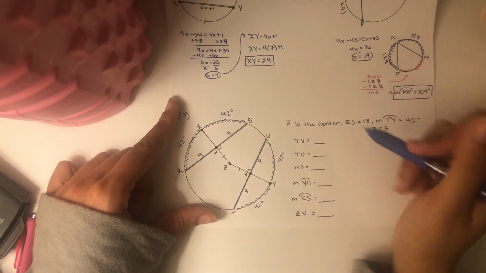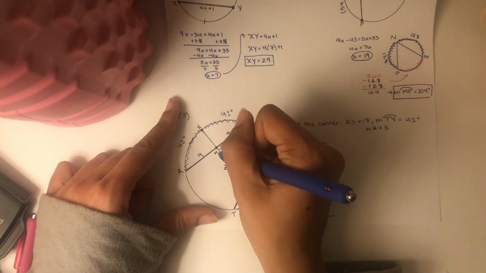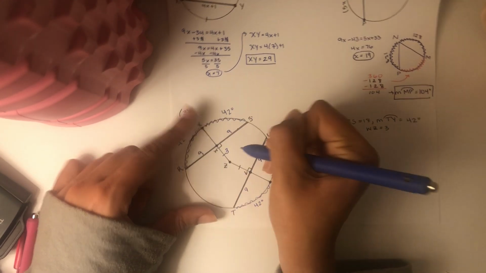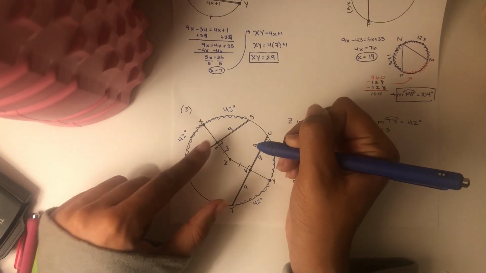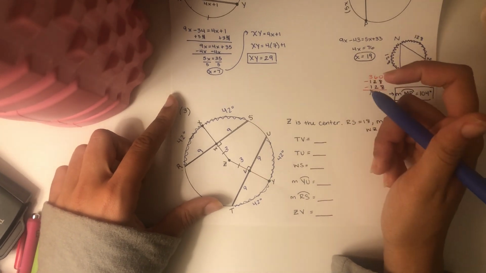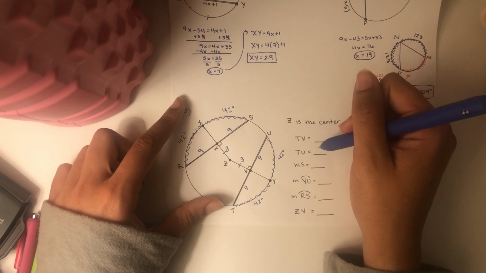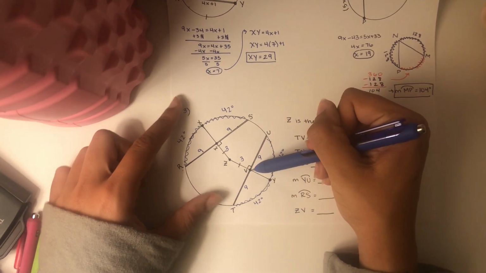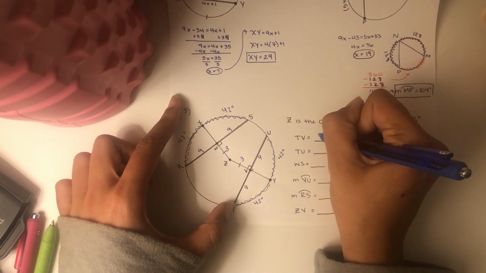All right, the last thing is WZ was 3. So from W to Z was 3. These two things are also congruent. So if this is 3, this is 3. Now doing this problem should be really easy. All right, T to V. T to V is 9.